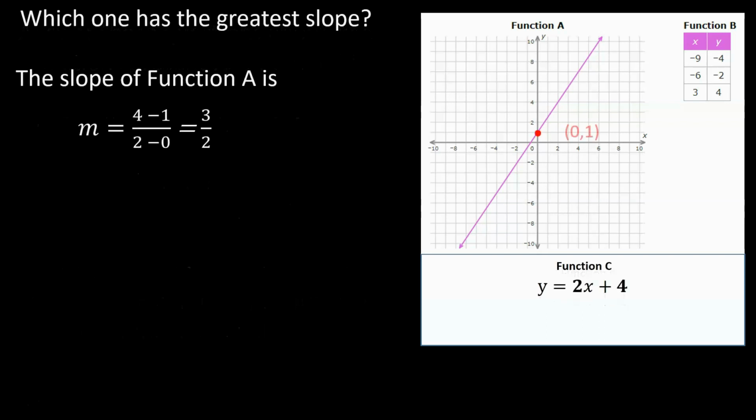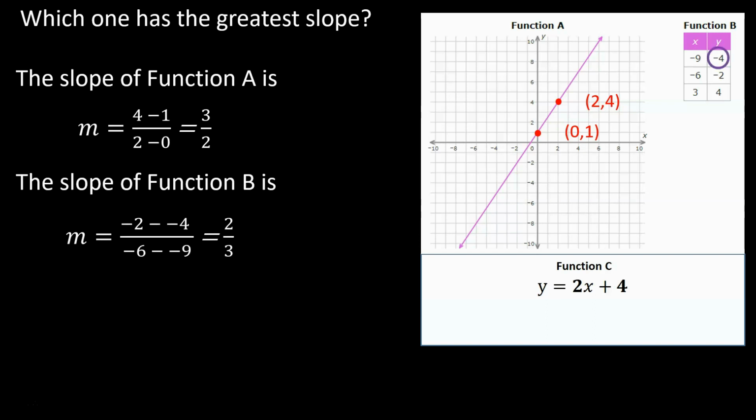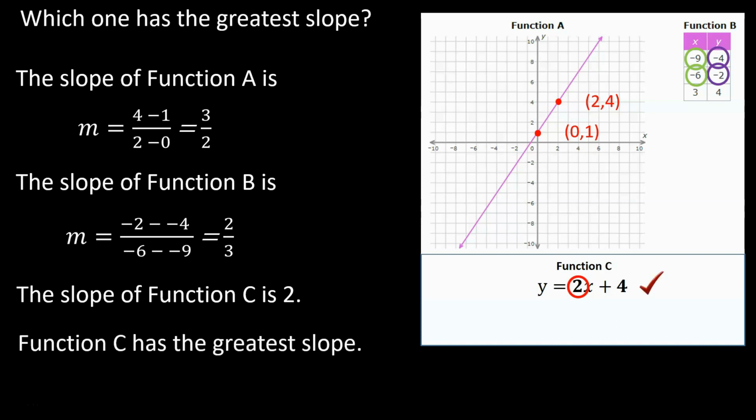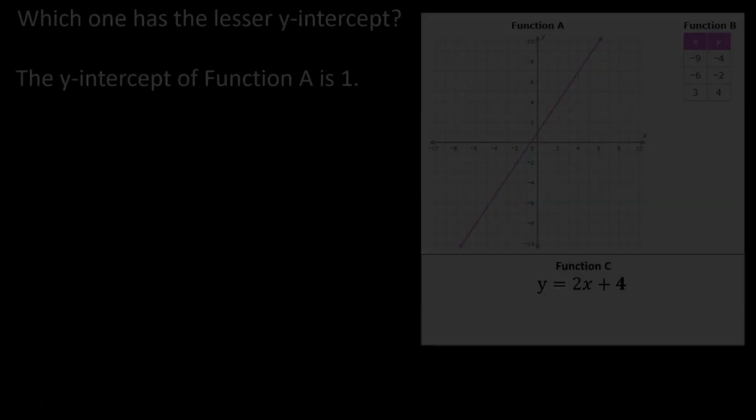Which one has the greatest slope? The function a has a slope of 3 over 2. We take the 2 points, plug them into the formula, and that's our answer. Slope of function b is 2 over 3. We get that by selecting 2 values from the table and plugging them into the formula. The slope of function c is given in the equation. It's the coefficient of the x value, and that is 2. Function c has the greatest slope.